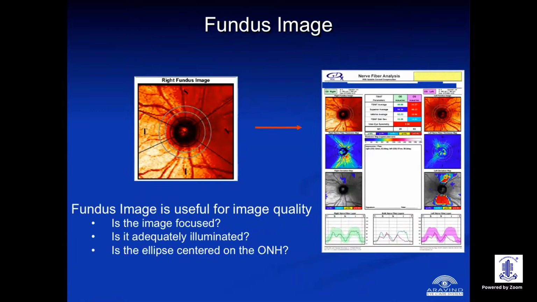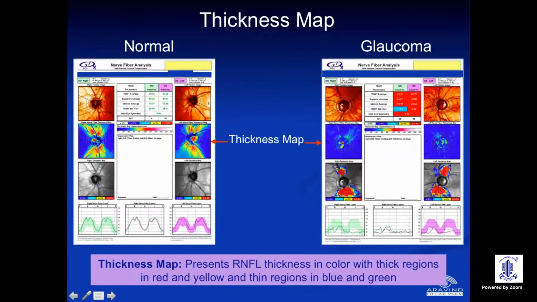So the fundus image is useful for image quality. Is the image focused? Is it adequately illuminated? And is the ellipse centered on the optic nerve head? The thickness map displays the retinal nerve fiber layer thickness values using a high resolution color map, where the thicker regions are colored in yellow and red, and thinner regions are colored in blue and green. So these are the thicker regions, the superior and inferior RNFL, and the rest of the thinner areas are in blue and green.